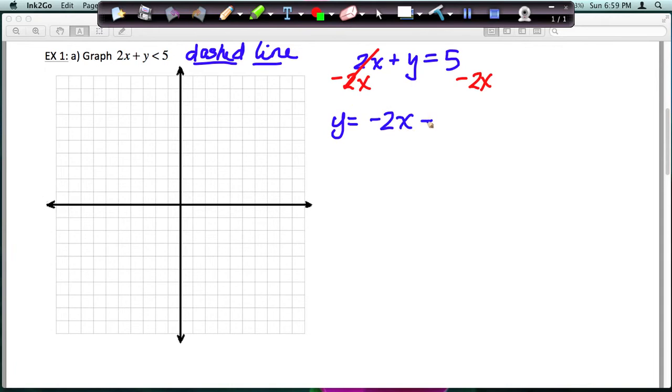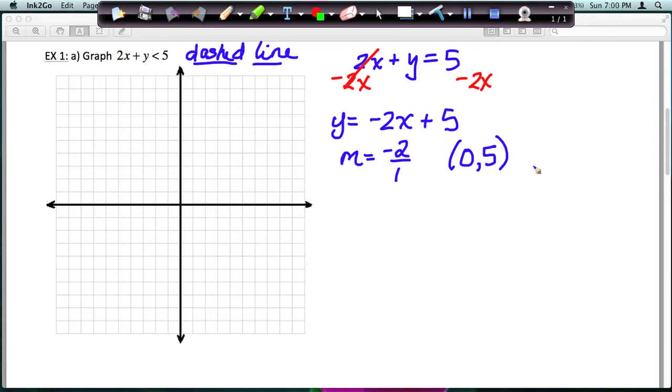And then, remember this is in the form y equals mx plus b. So I know my slope is the number in front of x, which is negative 2, or negative 2 over 1. And I know my y-intercept is x is 0, and y is this value right here, which is 5.